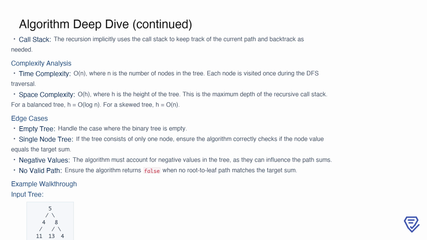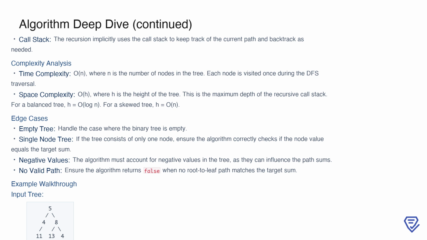In terms of complexity, the time complexity is O(N), where N is the number of nodes in the tree. This is because we visit each node exactly once during the DFS traversal. The space complexity depends on the height of the tree, which determines the maximum depth of the recursive call stack. For a balanced tree, the height is O(log n), resulting in O(log n) space complexity. However, for a skewed tree, the height can be as large as O(n), leading to O(n) space complexity.